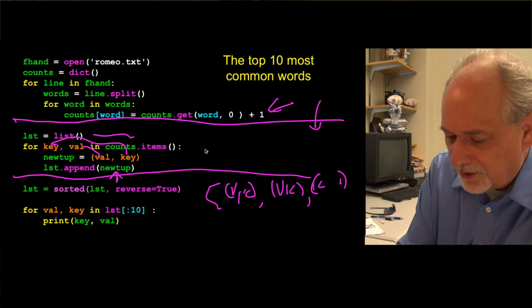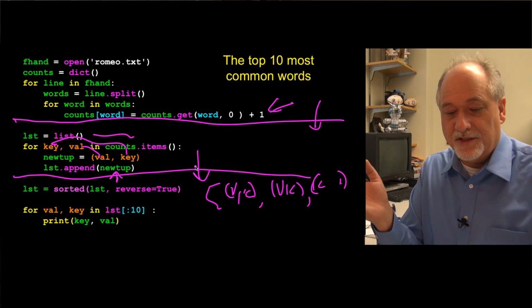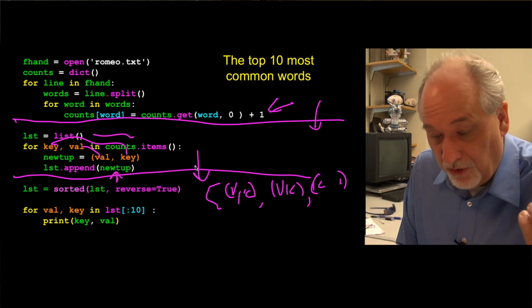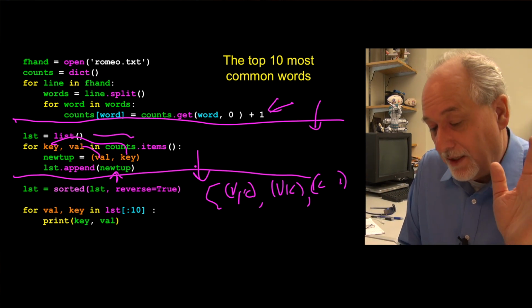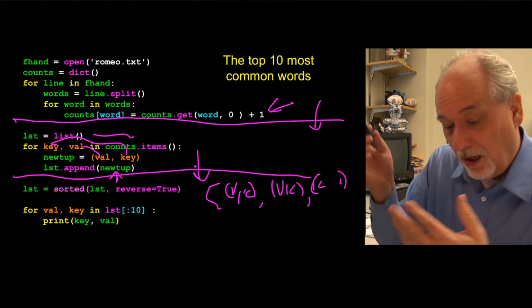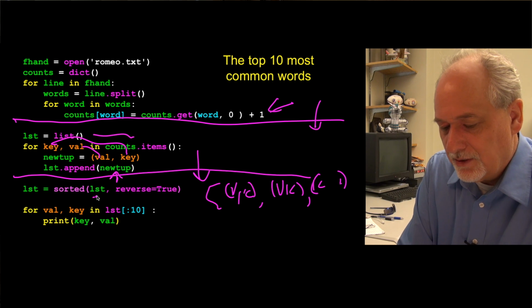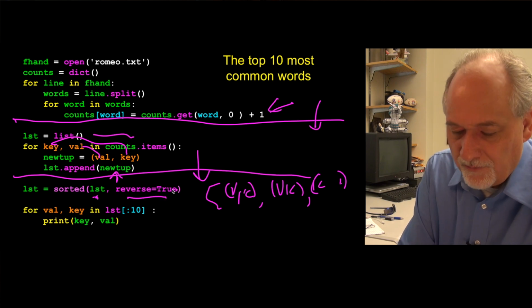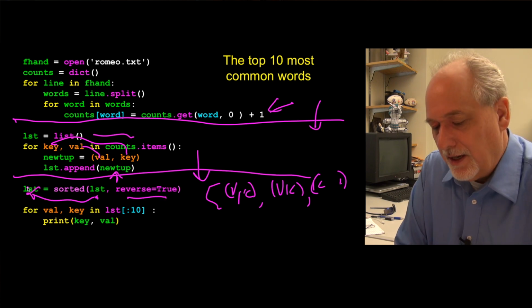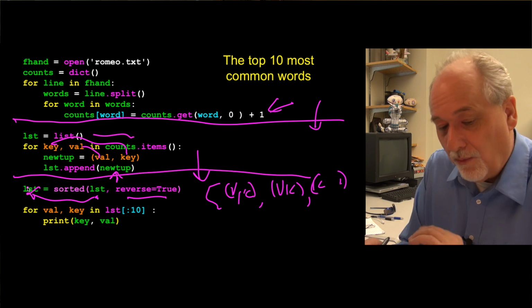So at this point, I've got in my lst variable this really useful bit of data that I've produced. And then I'm like, oh, now it's ready to be sorted. Poof, sort. So take the list, sort it in descending order, and then stick that back in the list. Now we want to print it out, but we don't want to print it out.